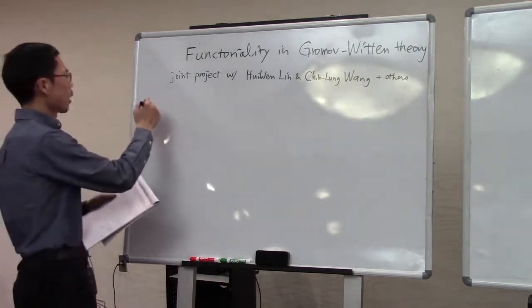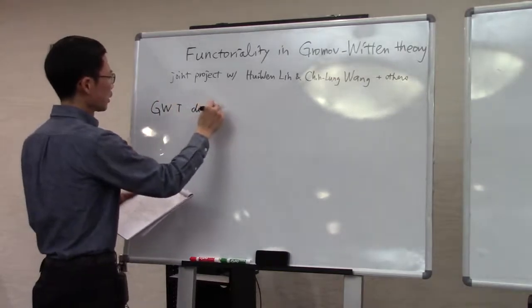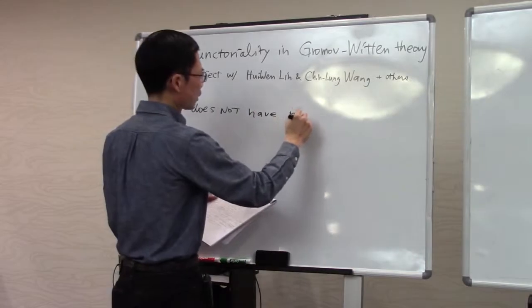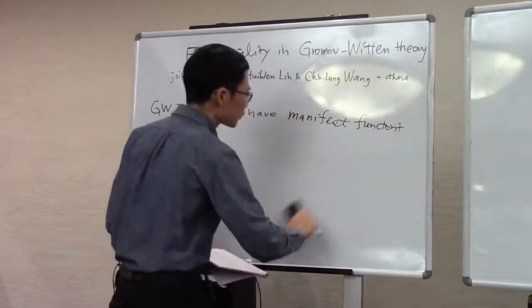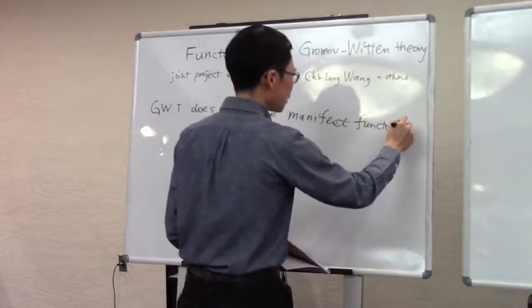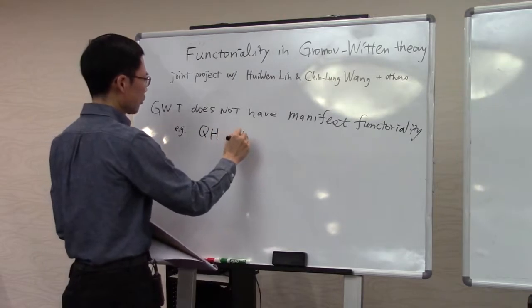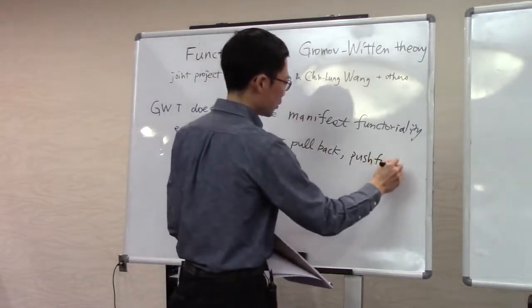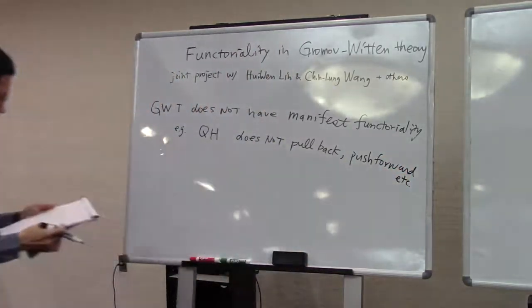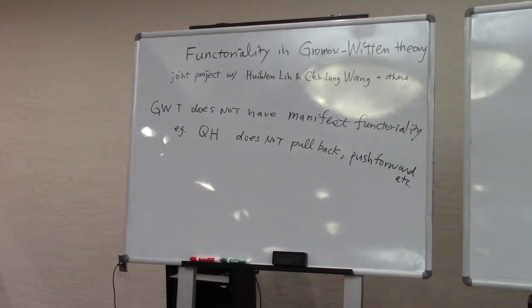So the main problem with Gromov Witten theory about functoriality is that Gromov Witten theory does not have any manifest functoriality. So, for example, the quantum core march does not pull back or push forward, etc. So that's the main problem, and so therefore a lot of things we would like to have, we don't have, and so we have to find another way to address this issue.